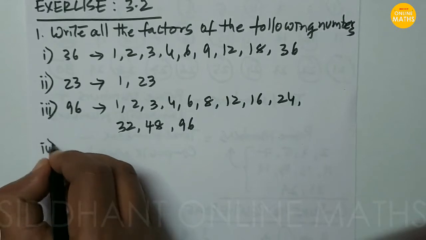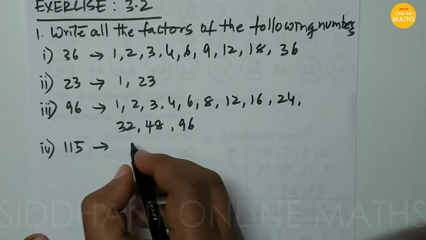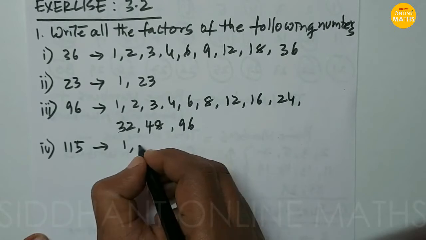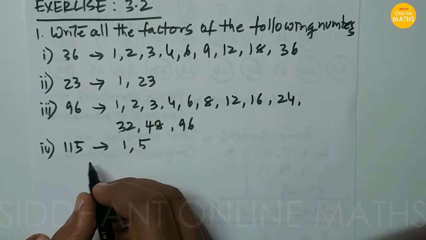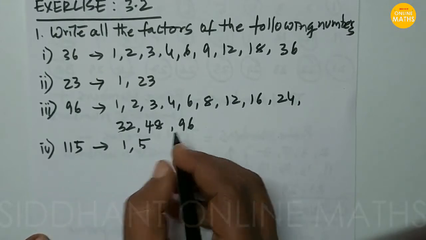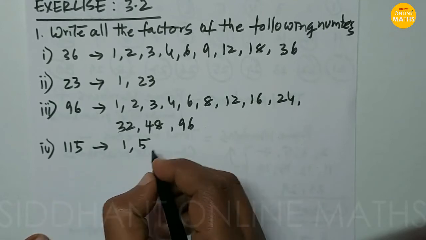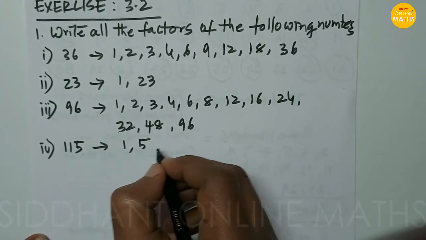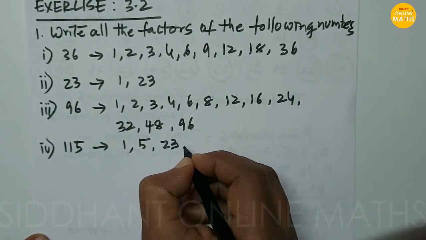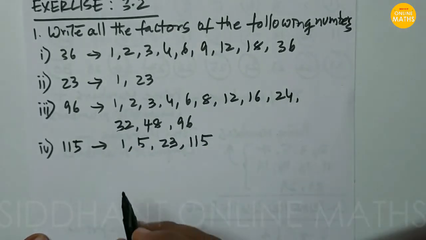Next we go for the fourth one, which is 115. The number is big here, so 1 is common, and as the unit place is 5, we can say that 5 will go. 3 won't go because 1 plus 1 plus 5 is 7, which is not divisible by 3. So 5, next it won't go for 6, 7. All the other numbers won't go when you try. The other number we see here is 23, and after that the number itself, 115.